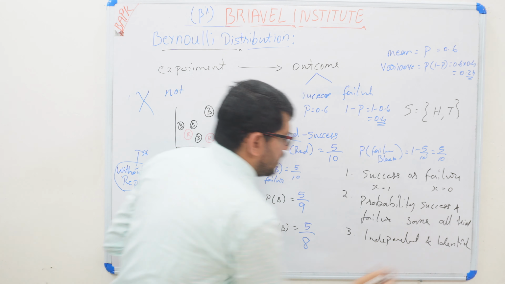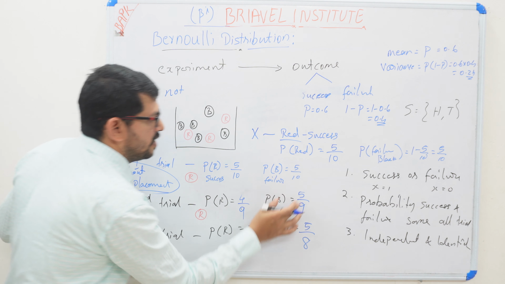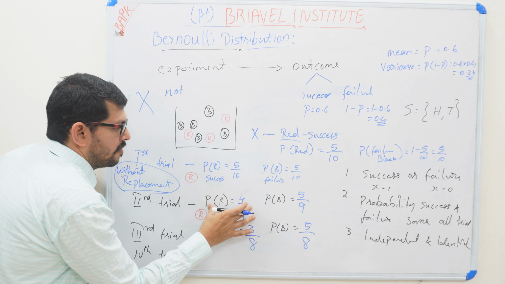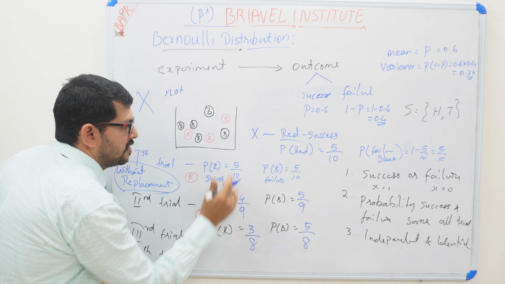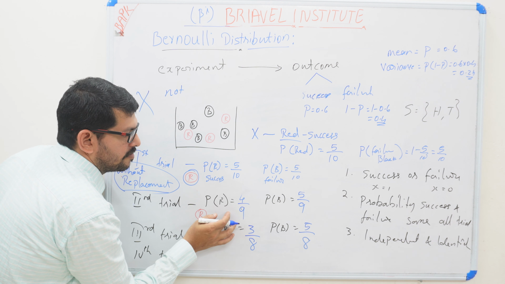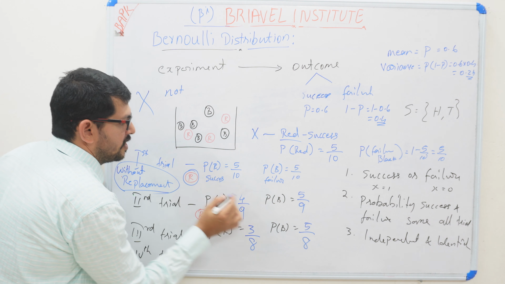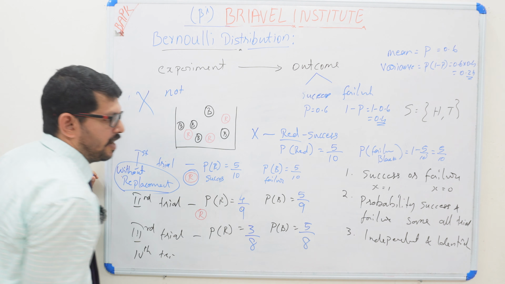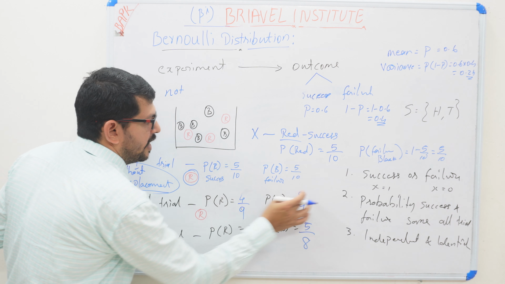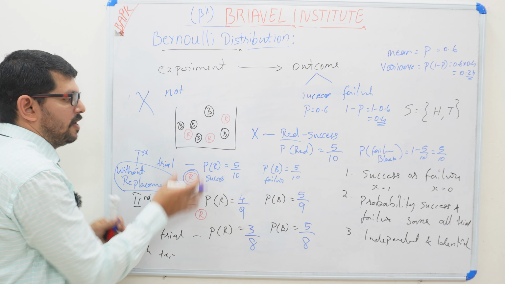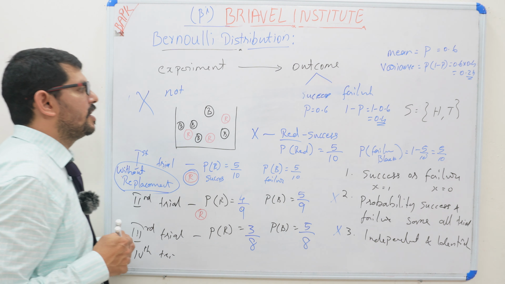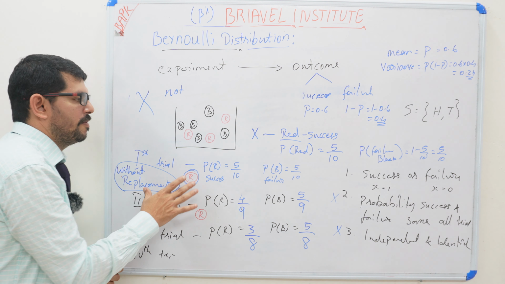It should be independent and identical. These probabilities are all different, not identical, and it is not independent, because this trial depends on the previous trial. The probability of red depends on the earlier outcome. If I got a black ball, then the probability of getting a red ball is 5 by 9, and here it will be 4 by 9. So it is not independent. It is dependent. So these two conditions are not satisfied, and we can say this experiment is not a Bernoulli's trial.